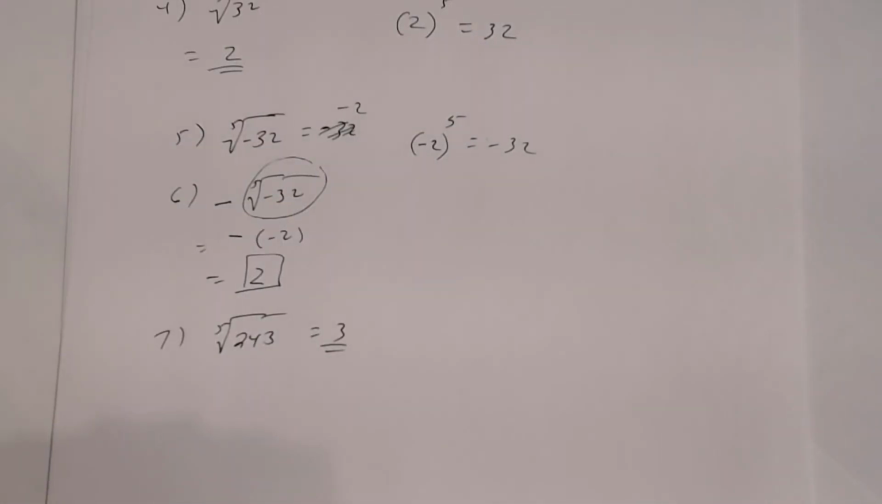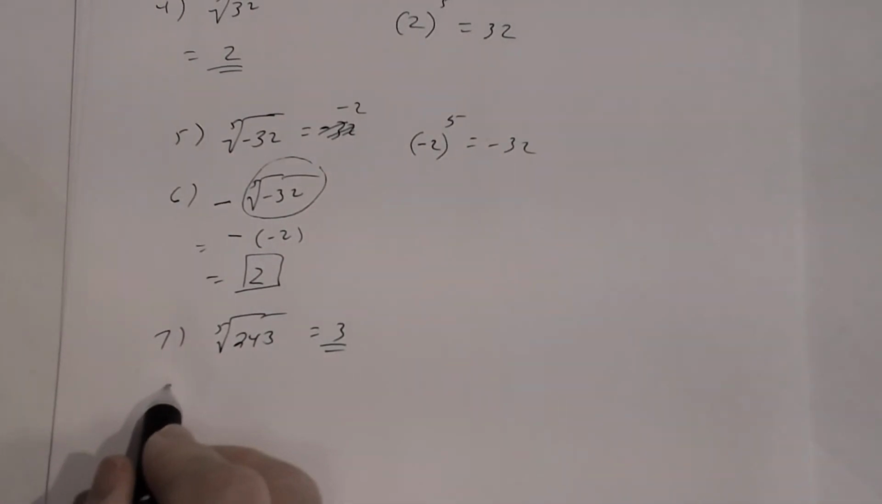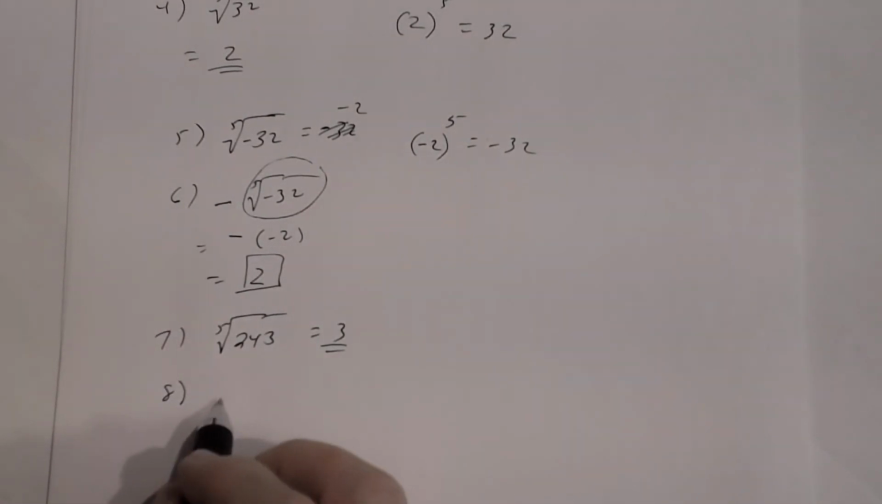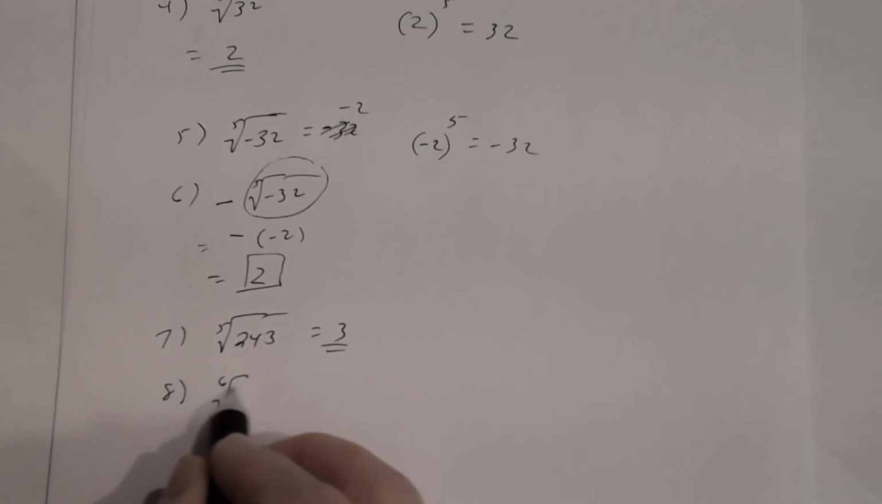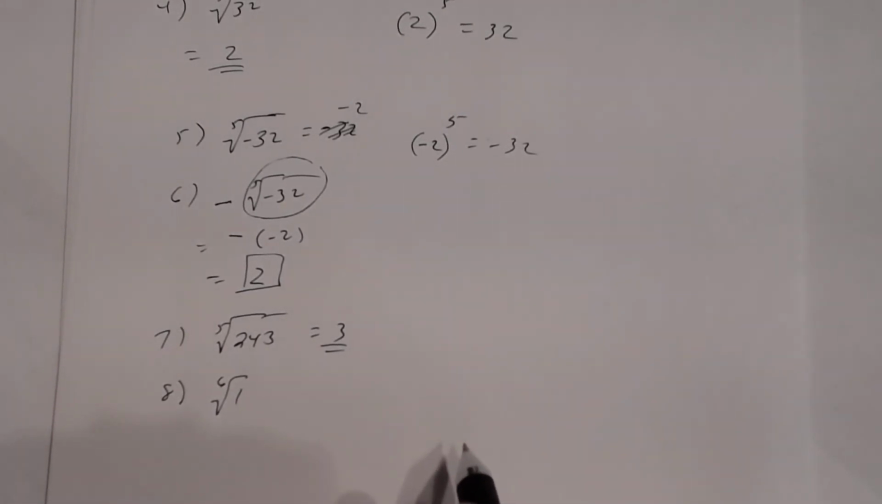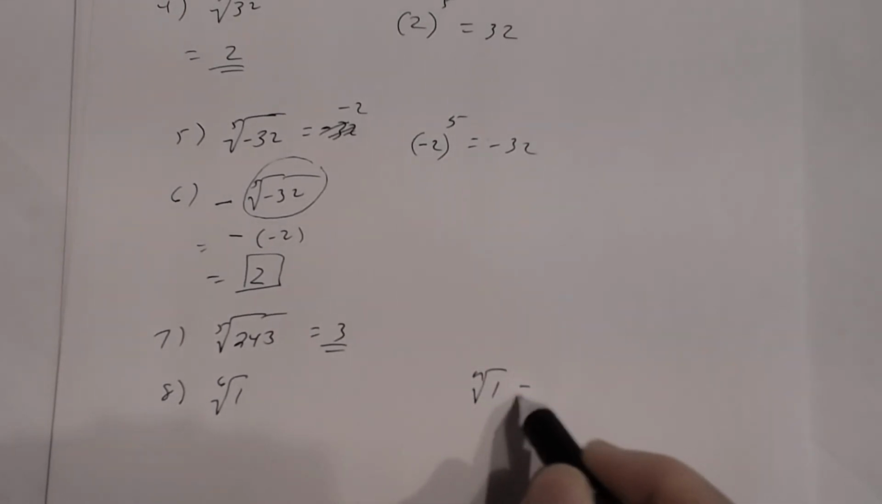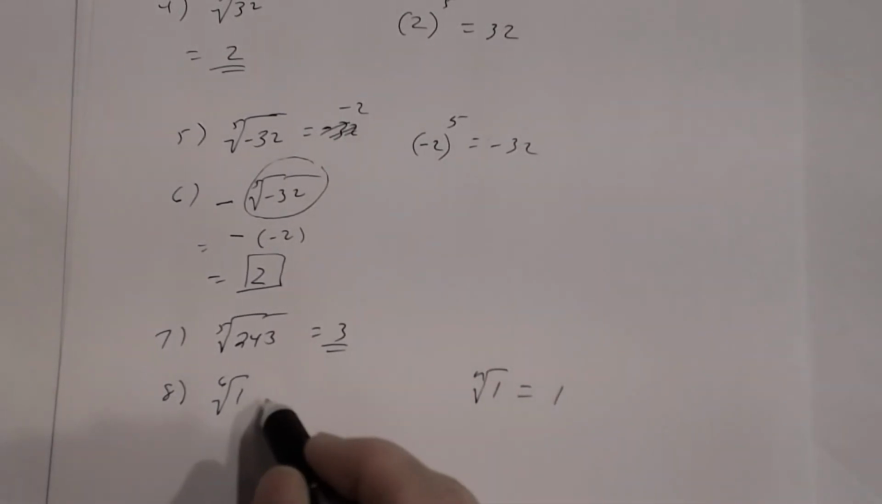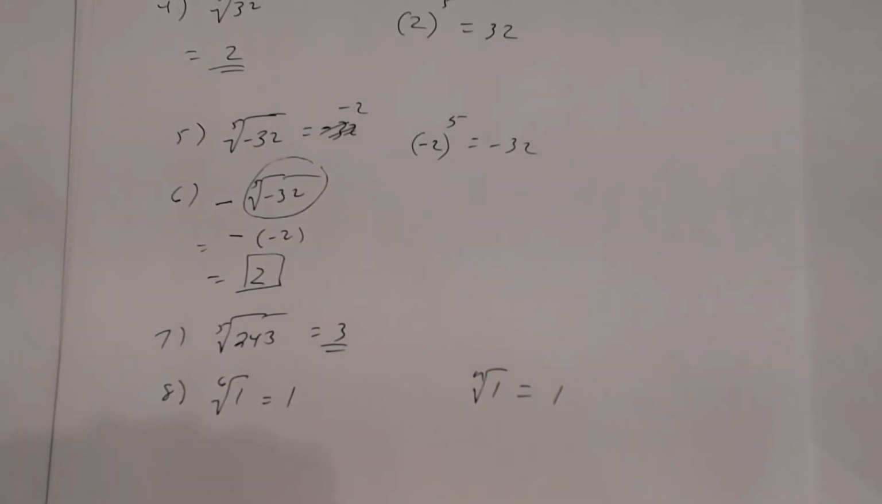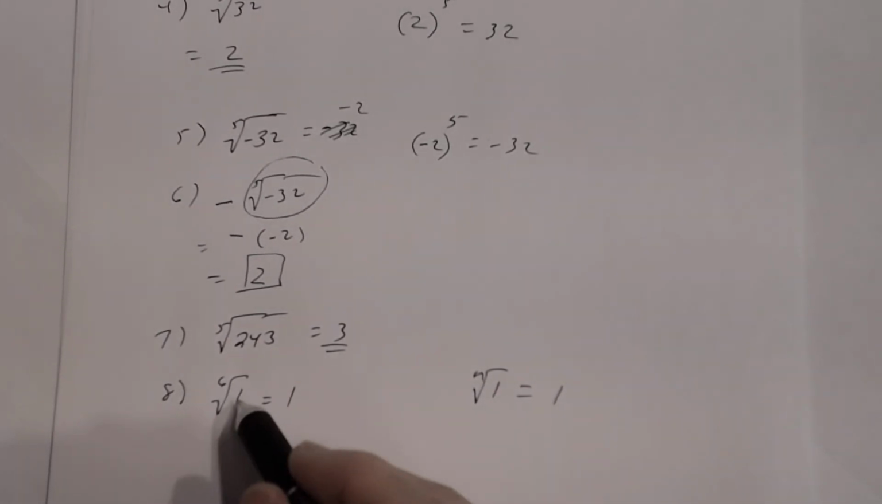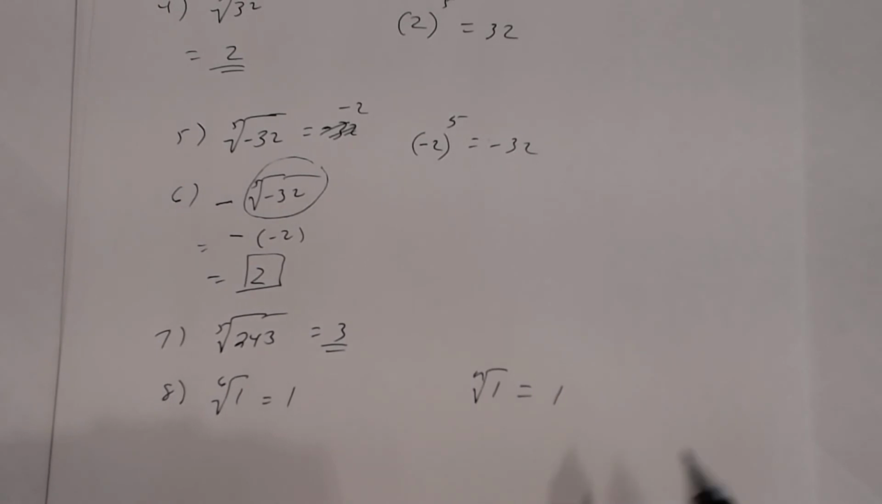Okay? All right, number 8, we have the 6th root of 1. And that's easy because you remember the nth root of 1 is always going to be what? 1. All right, because 1 raised to any power is always 1.